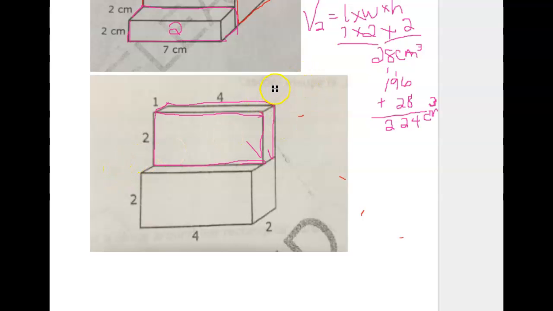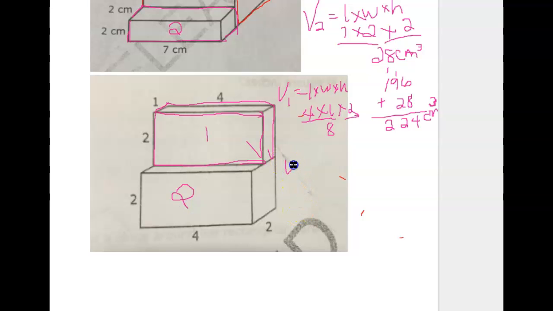So the volume of box 1 is length times width times height, L times W times H. The length is 4. The width is 1, this one here. And the height is 2, which is this one here. So 4 times 1 is 4, times 2 is 8. So therefore, the volume of this box here is 8 cubic units. I say units because there is no given unit. Okay? Now this is box 1 and this is box 2.